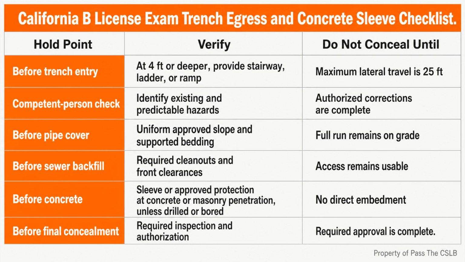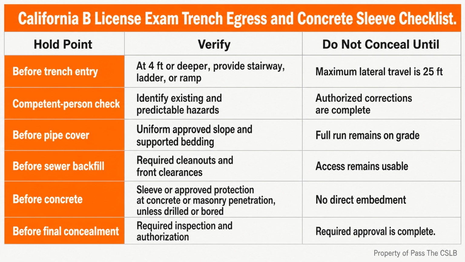Before anyone enters the excavation, I make sure the competent person has evaluated the trench and that required egress is in place. If the trench is 4 feet or deeper, I verify that a worker never has to travel more than 25 feet laterally to a stairway, ladder, or ramp. Before the pipe is covered, I identify the building drain and building sewer boundary at 2 feet outside the wall. I compare the installed route and elevations with the approved plans.